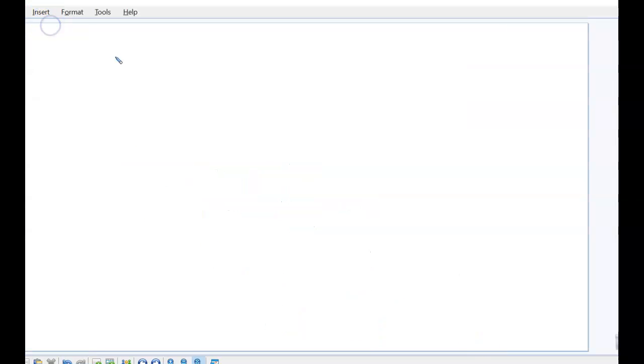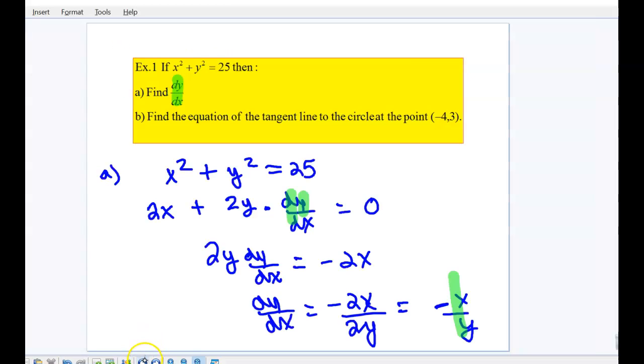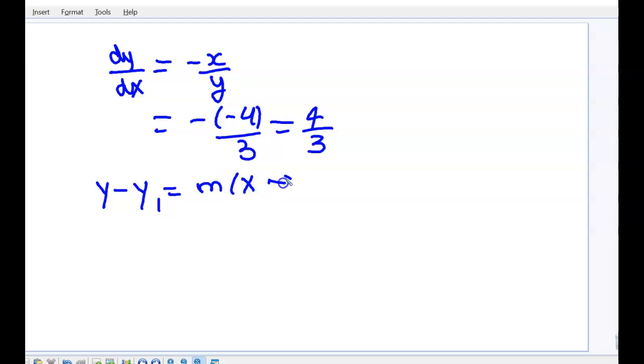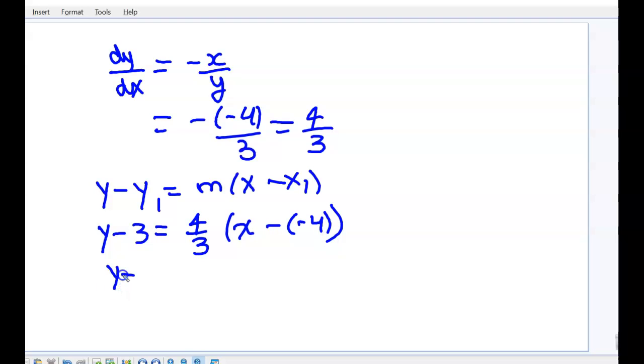To find the slope, and this was my derivative, all I do is plug in the x coordinate of my point for x and the y coordinate for y, so this ends up being 4/3. So now to find the equation, it's y minus y1 is m times x minus x1, so y minus 3 is going to be 4/3 times x minus negative 4. So y minus 3 is going to equal 4/3 x plus 4.